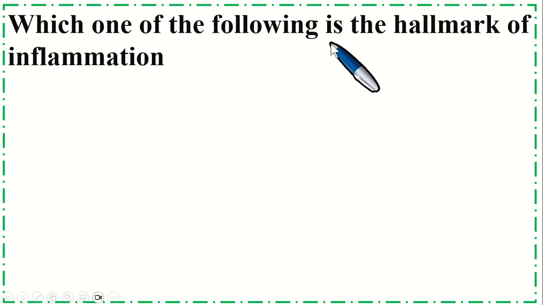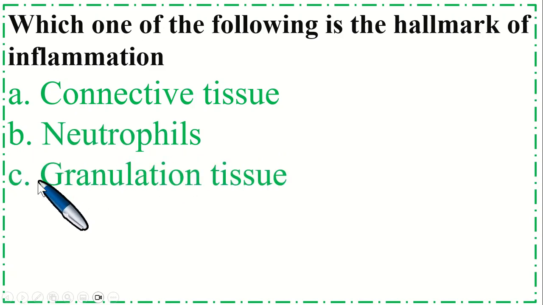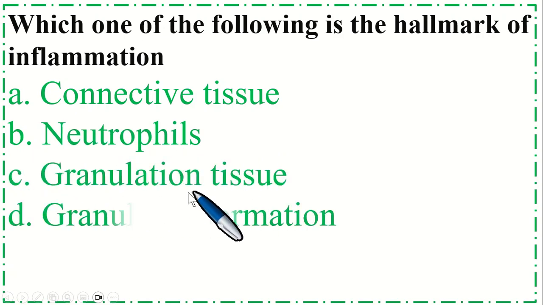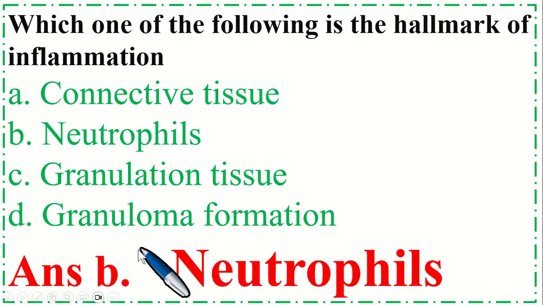Which one of the following is the hallmark of inflammation? Option A connective tissue, B neutrophil, C granulation tissue, and option D granuloma formation. So the correct option is B neutrophils.